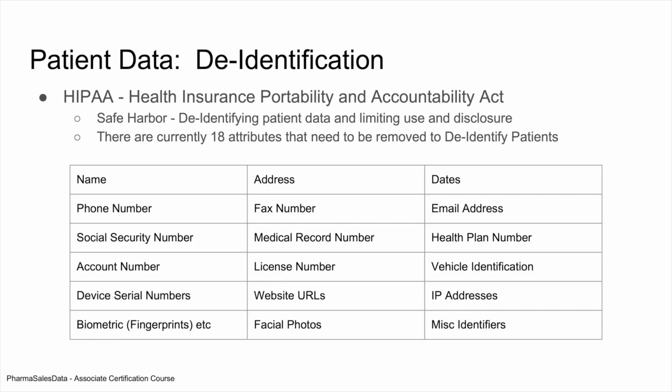So what patient data gets de-identified? HIPAA, the Health Insurance Portability and Accountability Act. There's a safe harbor provision of the act that says you have to de-identify patient data and limit its use and disclosure. There are currently 18 attributes that need to be removed to de-identify patients. Those attributes are listed on this slide. So anything where you can reverse engineer a piece of data to find out who the person is needs to be de-identified.